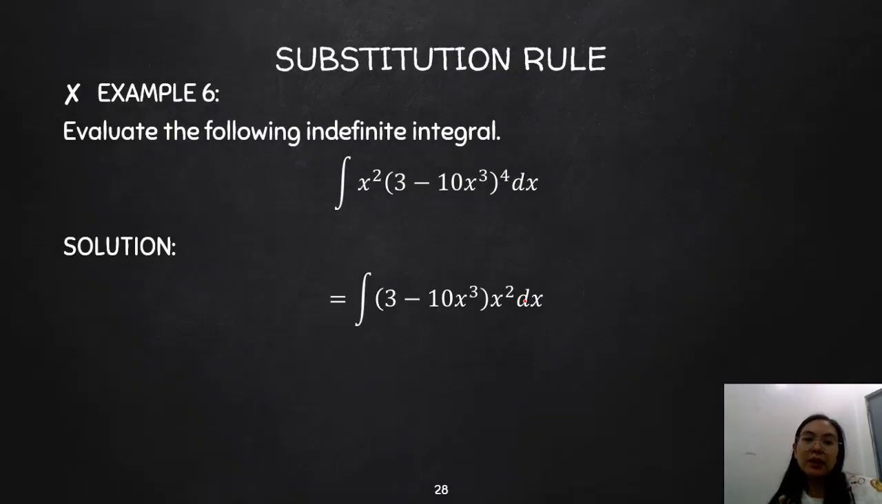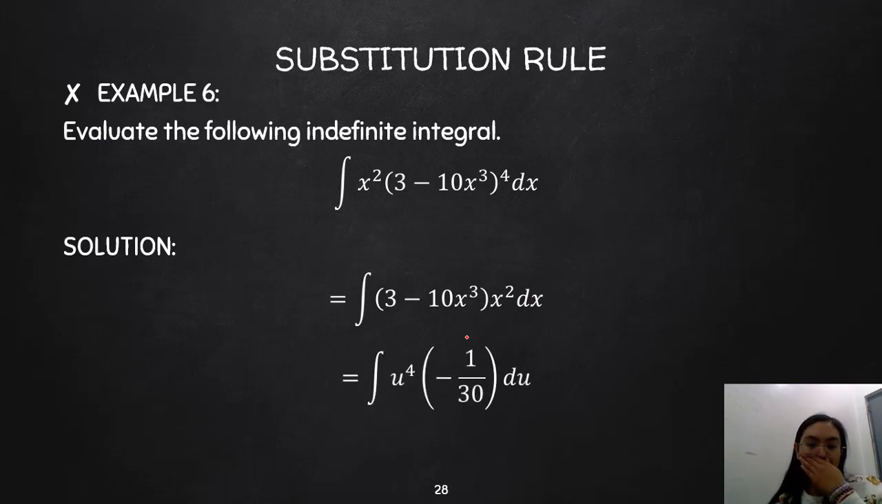So if that is our earlier equation, we simply substitute it with u raised to 4, because our u is 3 minus 10x cubed. Then don't forget, it is also raised to 4. And of course, our du, or rather our x squared dx, is equal to negative 1 over 30 du.